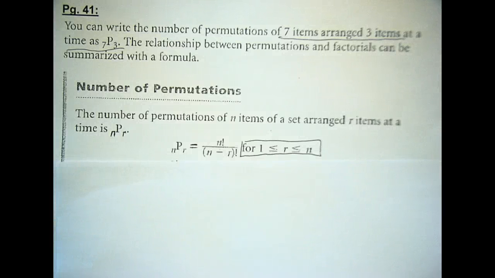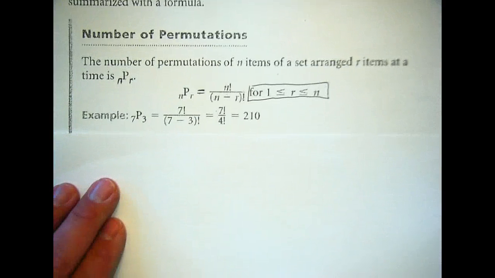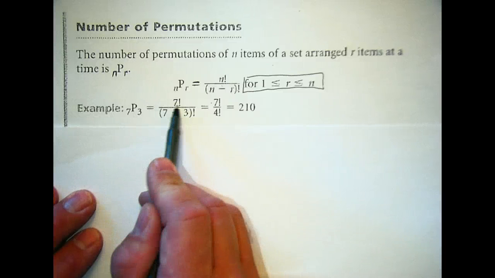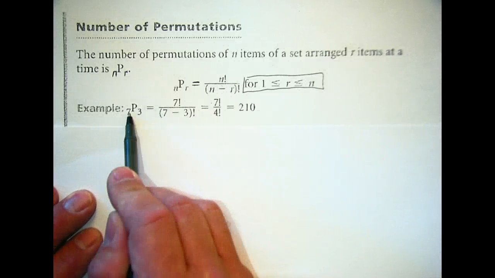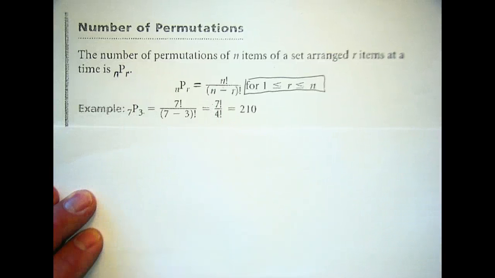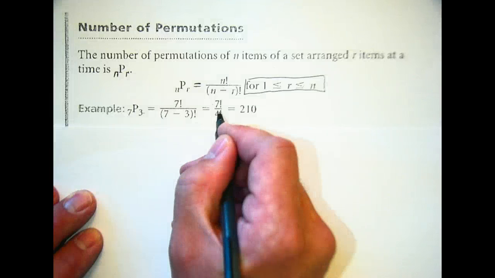All right, that's for our permutation. Now, this is what it would look like in an example. 7P3. So we put the 7 here. We go 7 minus 3, or that minus that, to get 7 factorial over 4 factorial. And this is why we just did what we did with factorials.